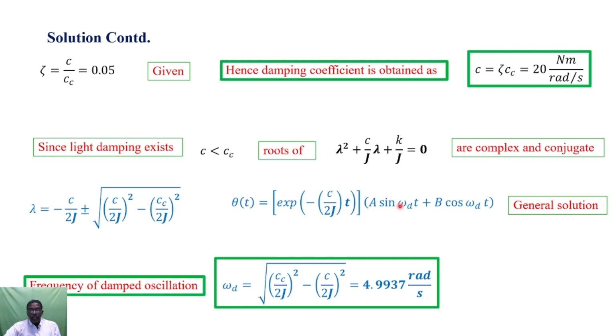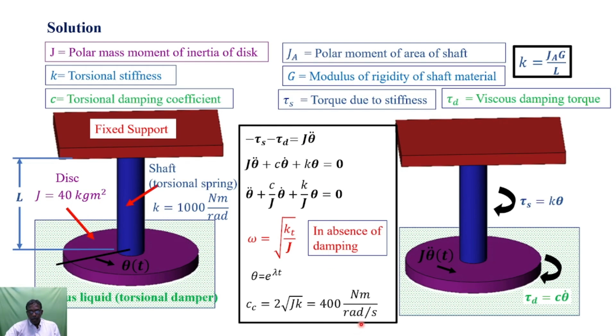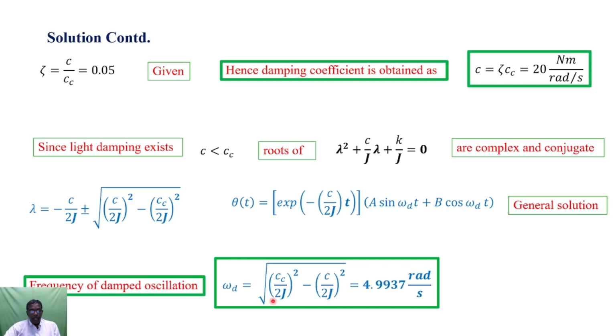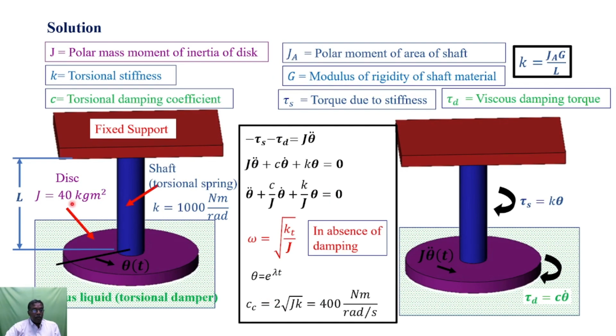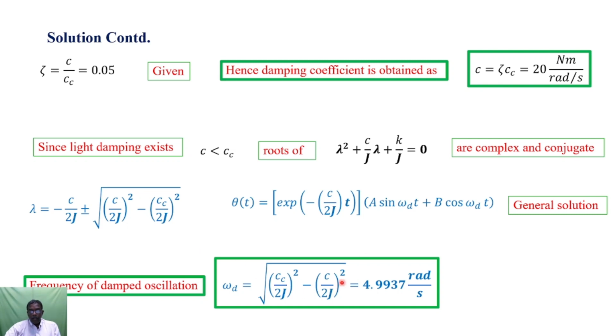Here I can see omega d, which is the damped natural frequency of damped oscillation, given by this term in radical form, square root of (Cc upon 2J) whole square minus (C upon 2J) whole square. Substituting the values of critical damping coefficient, which is 400 Newton meter per radian per second, J, that is 40 kilogram meter square, and C, 20 Newton meter per radian per second, I obtain the frequency of the damped vibration as 4.9937 radian per second.